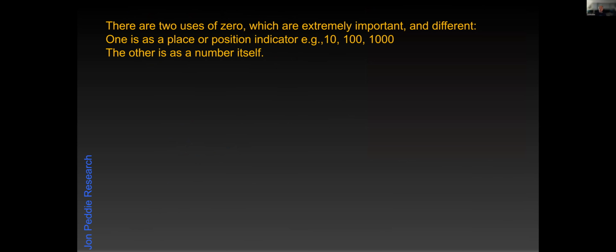Now, zero can be used in two ways. It can either be used as a placeholder, 10, 100,000, et cetera, or it can be used as an actual number itself. Using it as an actual number was the thing that had confounded people.